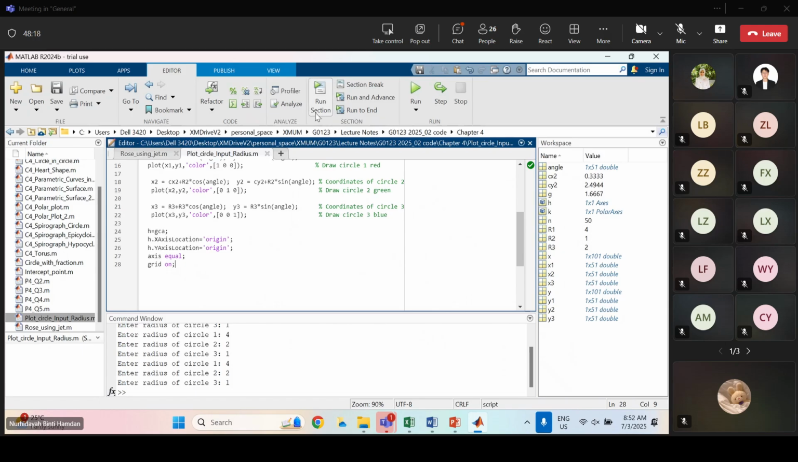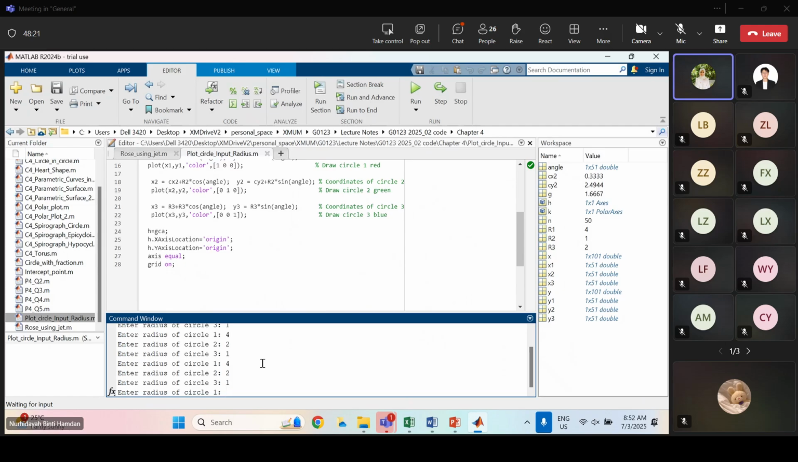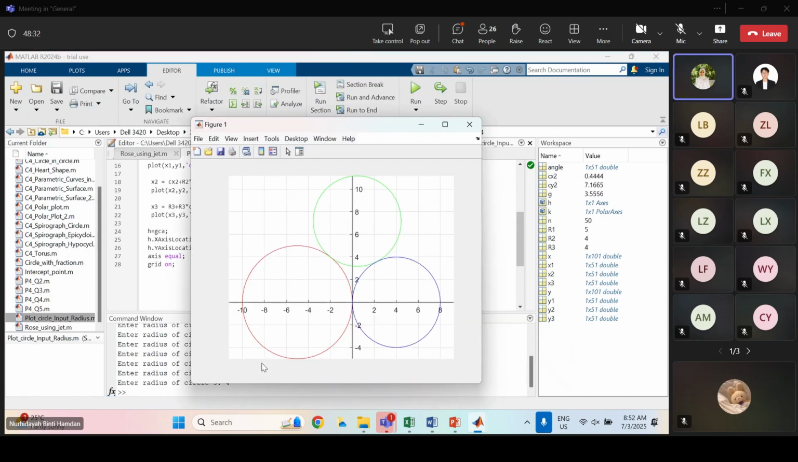Okay, now let's try to enter circle radius 1. So maybe I put it like 5, this one is 4. So I get 3 circles tangent to each other. It has the same origin at the center of the x-axis, and this one is above.